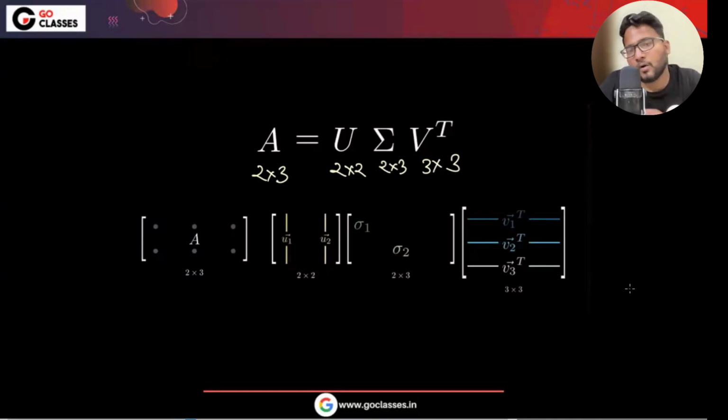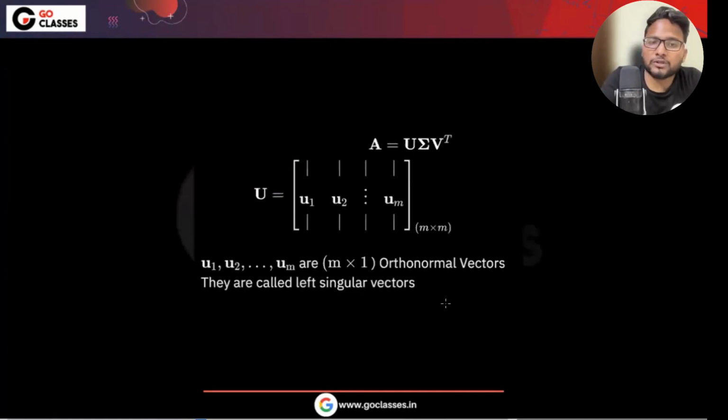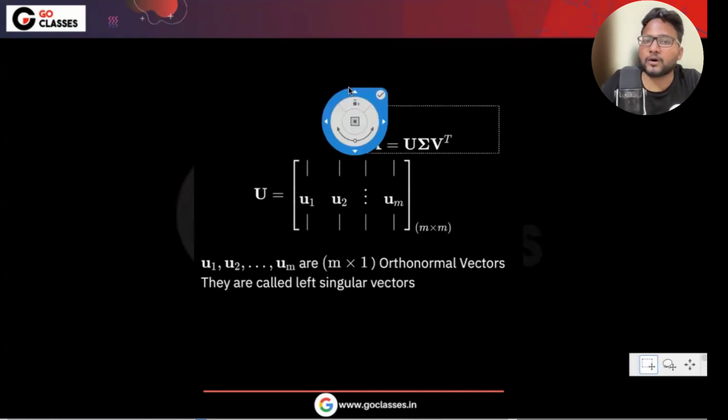Now, suppose somehow I am able to break it. So, how to find out this U, sigma, and V? Once we find out this U, sigma, and V, then I think we are done, right? So, let's see how to find out this U, sigma, and V. I'm doing it in the reverse process, in the sense that suppose we somehow achieved this, right? Then how to find out this U, sigma, and V?